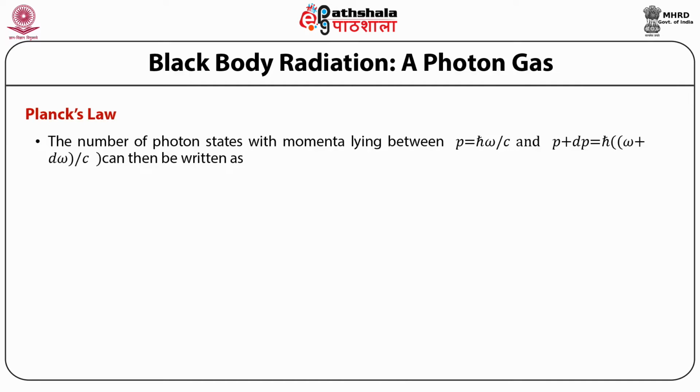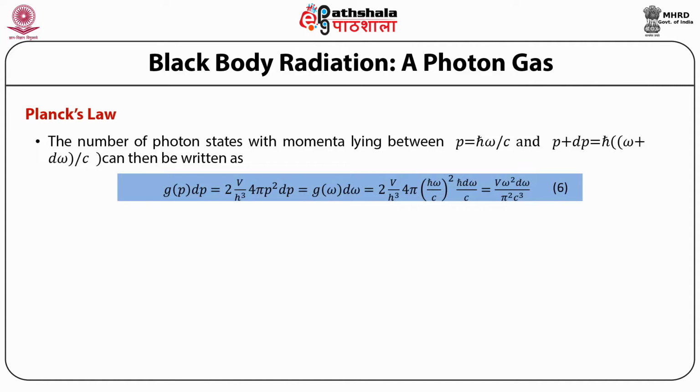The number of photon states with momenta lying between p equal to h bar omega upon c and p plus dp equal to h bar (omega plus d omega) by c can then be written as g(p) dp is equal to 2 times V upon h cube multiplied by 4 pi p square dp, which is equal to g(omega) d omega, which is equal to 2 times V upon h cube times 4 pi (h bar omega by c) whole square times h bar d omega by c, which is equal to V omega square d omega divided by pi square c cube. Here, the factor of 2 takes care of two transverse polarization modes.